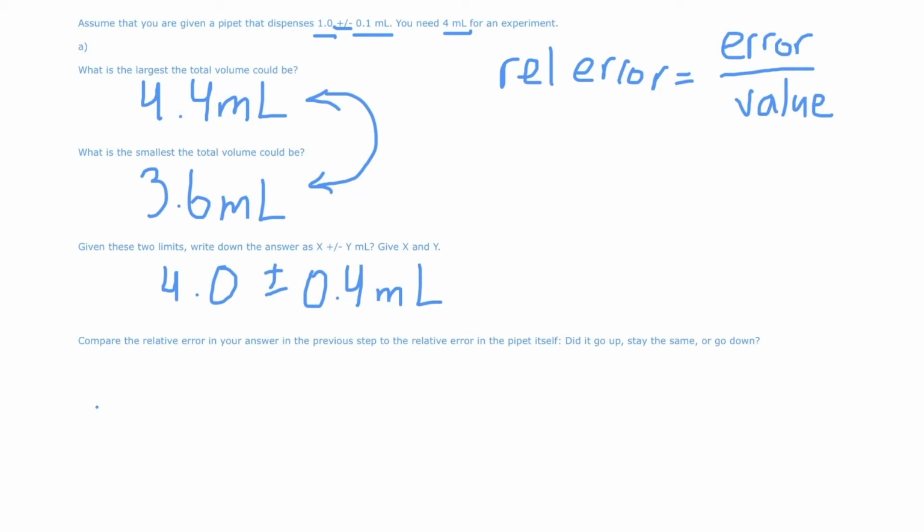Okay, so for our relative error for the pipette, our error is 0.1, and this is divided by 1, which is our total value. Okay, and this is going to be equal to 0.10. And this is our answer for the relative error in the pipette.